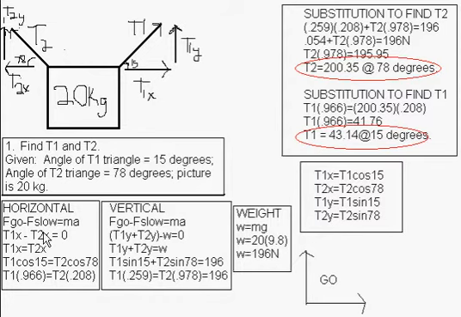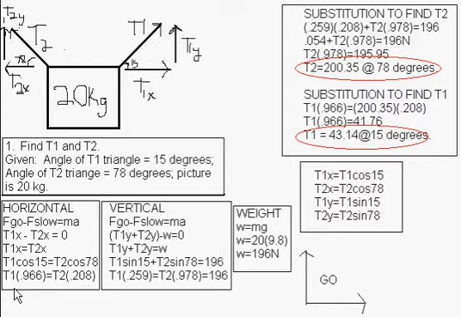So that relates to horizontal forces, because T1x is now considered a go force since it is going to the right. T2x is considered a slow force because it is pointing to the left. So T1x minus T2x equals 0. Thus T1x equals T2x. Now we come back to this box. This tells us that T1x equals T1 cosine 15 and that T2x equals T2 cosine 78. So that means that T1 cosine 15 equals T2 cosine 78.